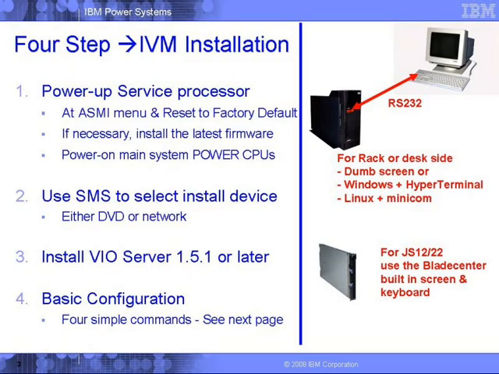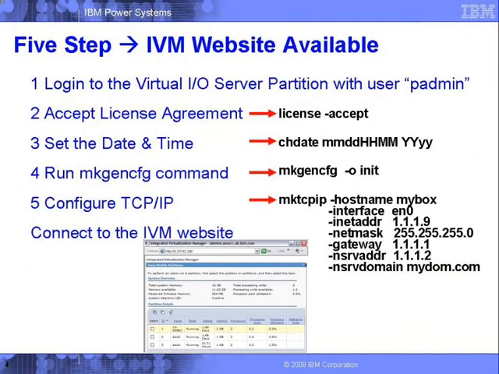If necessary, we can update to the latest firmware, and then we power on the main system. At the SMS menus, we have to select the installation device, either the DVD or a network install. We install the VIO server 1.5.1 or later, and then we run a couple of commands once it's running. We have 5 further steps to make the IVM website available.